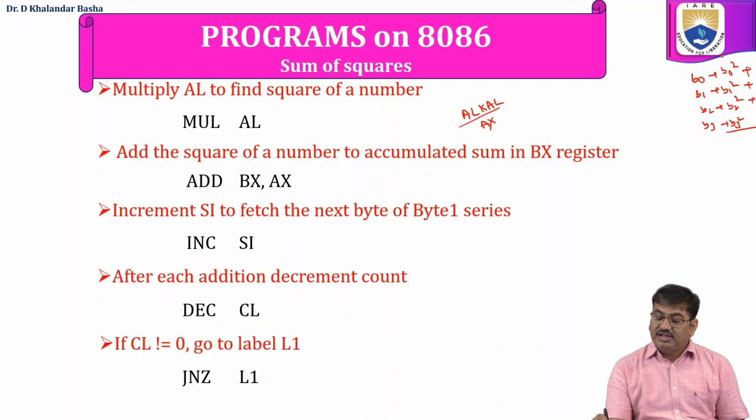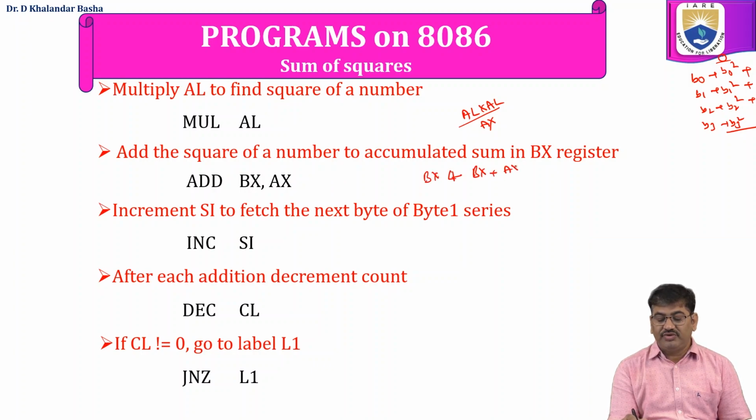For that, the initial sum we take as 0. For that purpose we have cleared the BX register. So to BX, we are going to add the product which is in AX. So ADD BX, AX. This instruction will load the BX register with the addition of the BX register and the product which is in the AX register for each iteration.